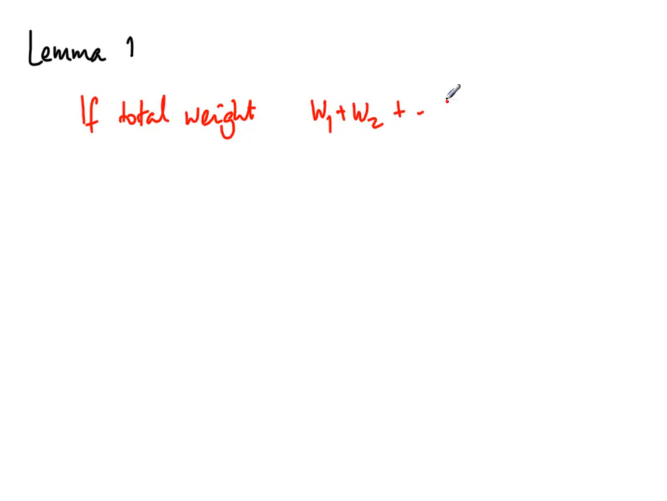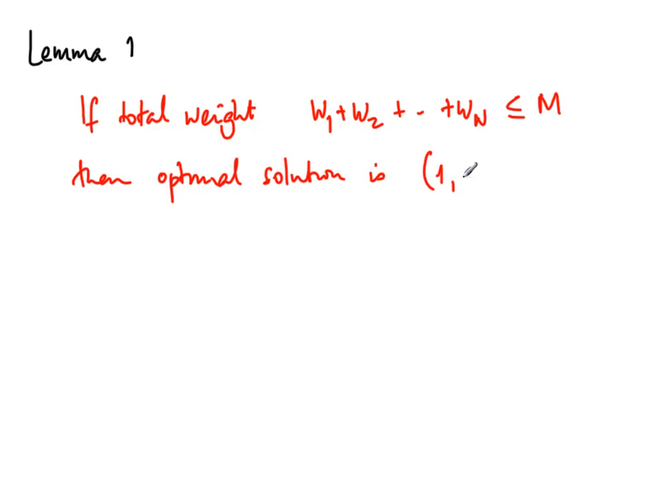So before we try to examine a greedy strategy, let's make some very obvious observations. Let us call these lemmas. The first observation is that if the total weight, that is W1 plus W2 plus up to Wn, is less than or equal to m, then there is nothing to prove. The optimal solution is in fact one which sets all the xi's to 1.